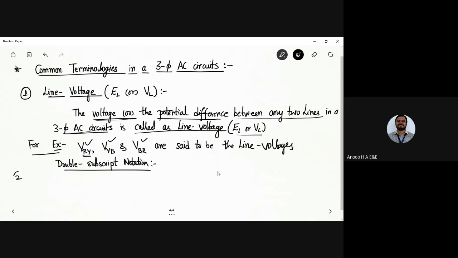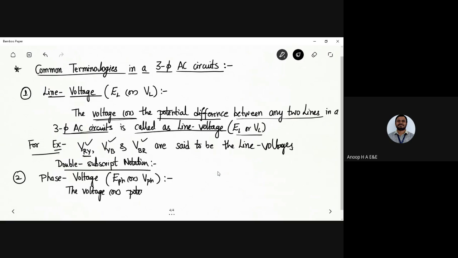Next, point number 2 is phase voltage, that is EPH or VPH. Let me write down here the voltage or potential difference.